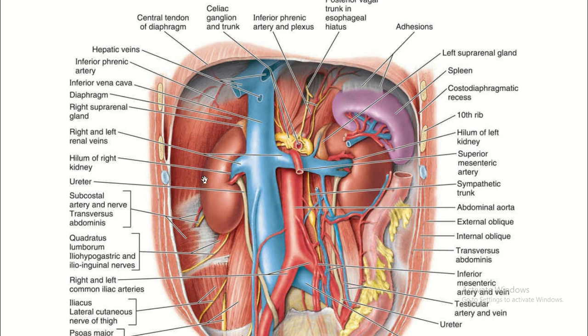So these relations are actually the same as the other kidney, and the only difference being the ribs. Good, the ribs, right? Left kidney, 11 and 12. Right kidney, just 12. Done. Let's take a look at the blood supply of your kidney.